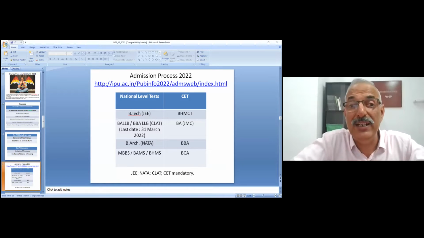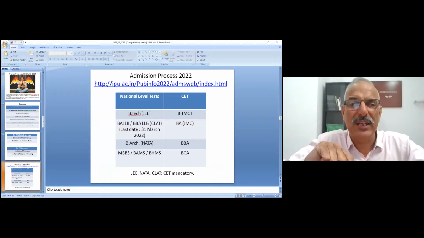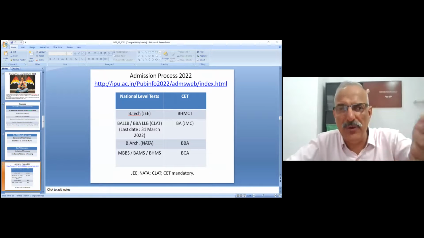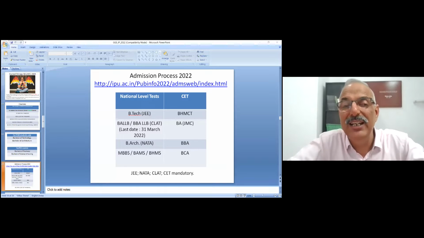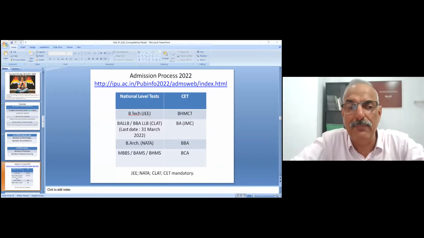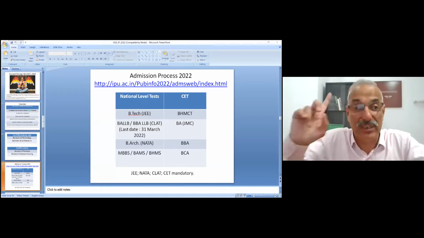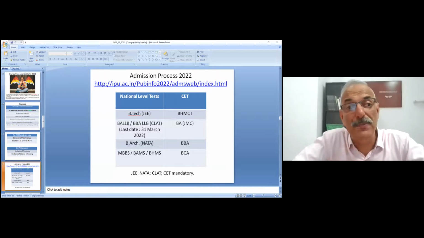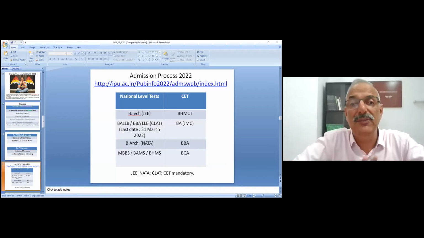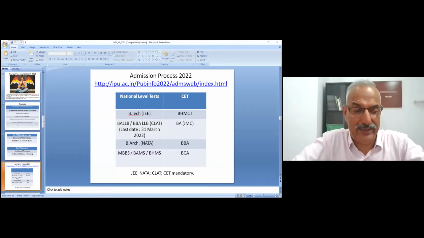For hotel management, IPU conducts its own entrance exam. Also, please mind, there's an overlap in hotel management, in the sense that for hotel management, there's a national level exam, and also IPU conducts its exam. For journalism, only IPU's exam is available, no national level exam is available. So you have to appear for CET, for which also the forms are available as on date. So that was about the admission process.